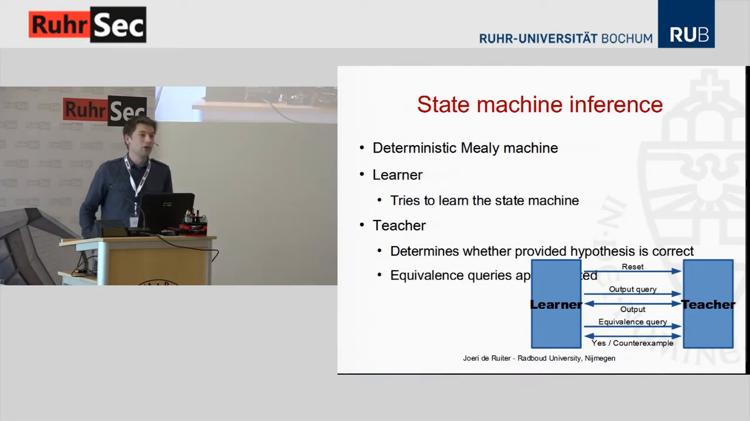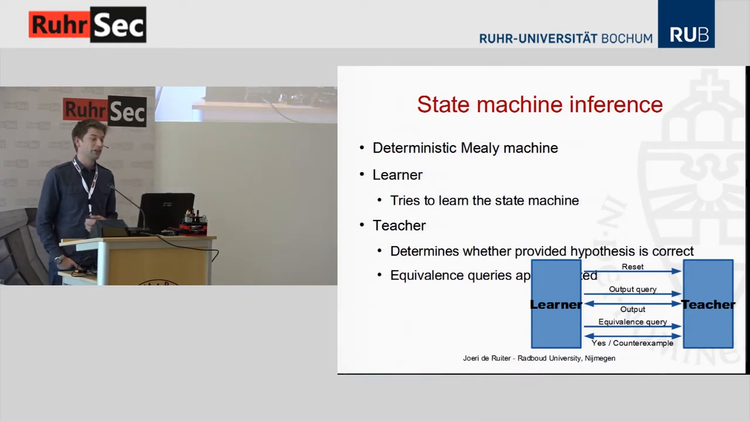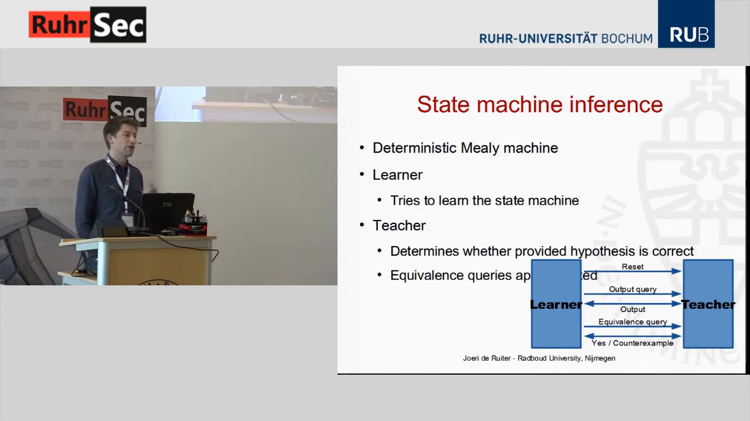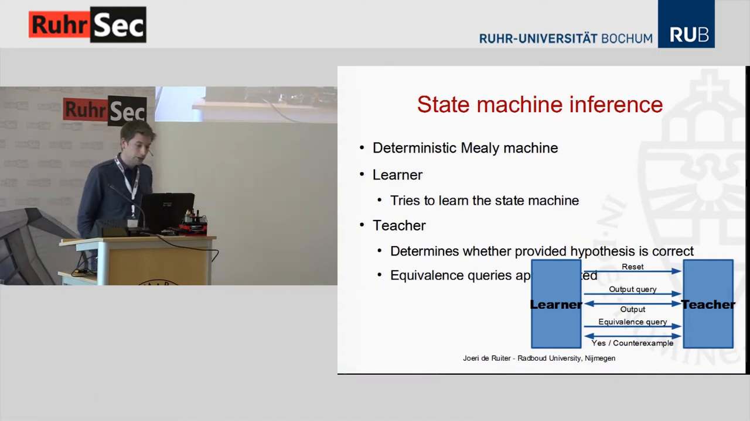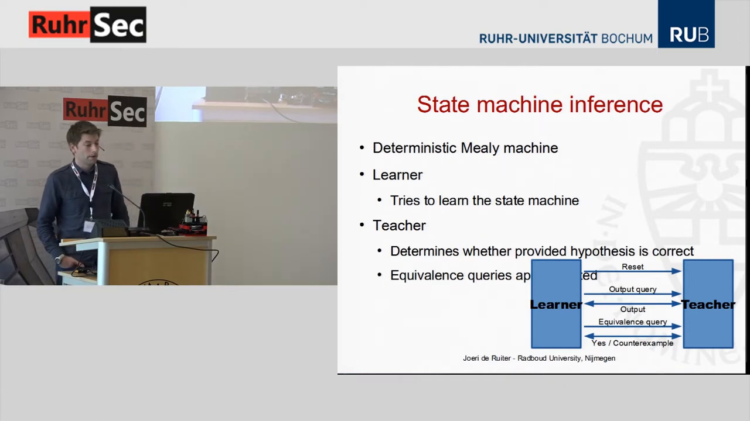So what we're trying to learn are actually deterministic Mealy machines. So for every state, for every input, you have a next state and you have a corresponding output. And the output can also be empty in particular cases. And on a very abstract level, you can see it as there are basically two components. There is a learner and there is a teacher.